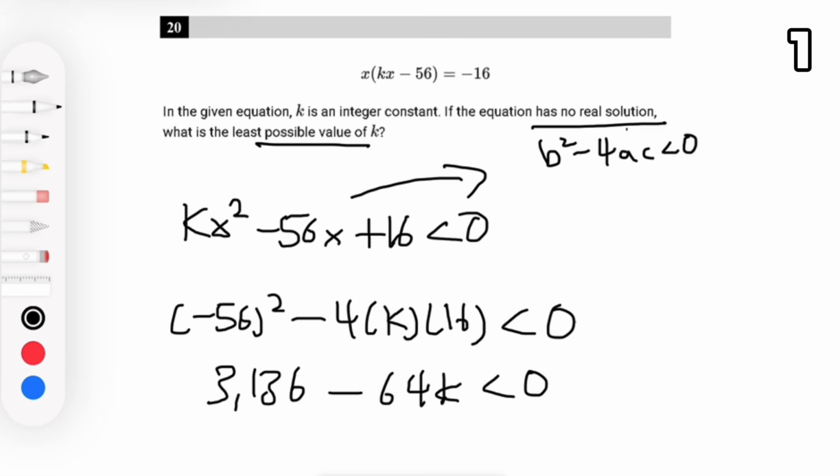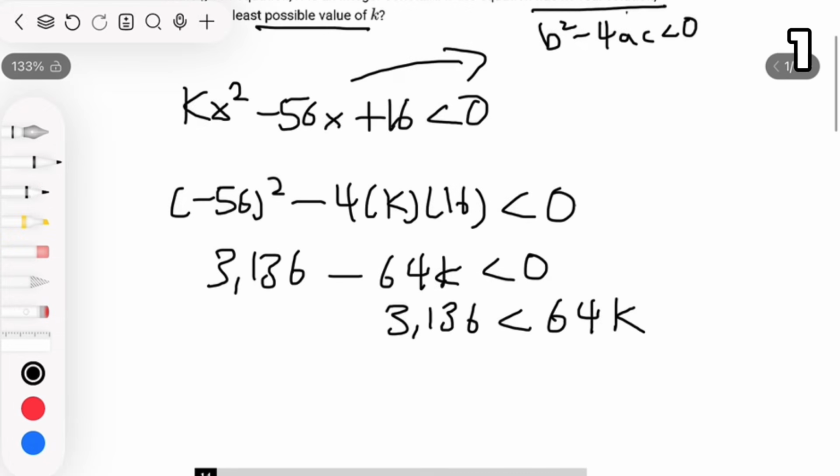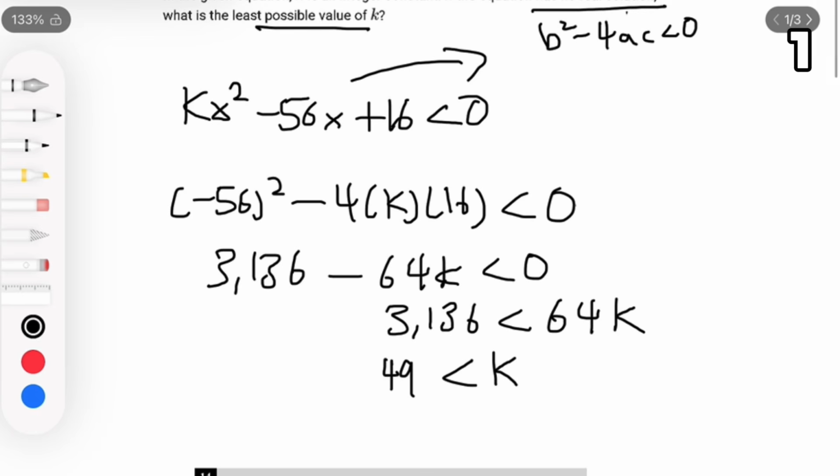So we get that 3,136 is less than 64k. So we get that k is greater than 49. But since it asks for the least possible value of k, which is an integer, k has to equal 50. Now let's move on to question 2.